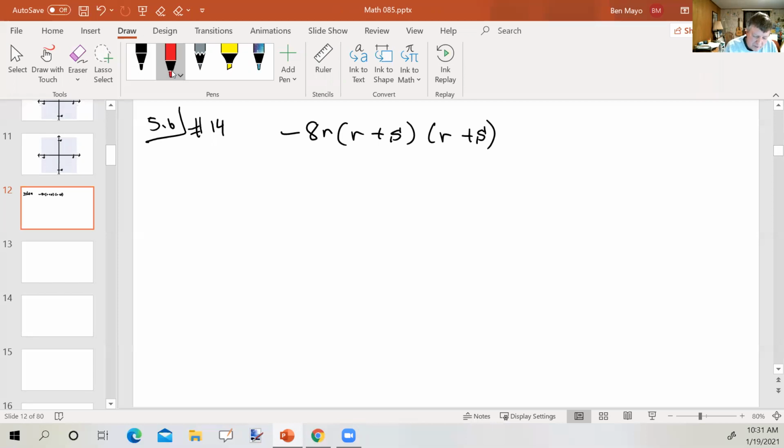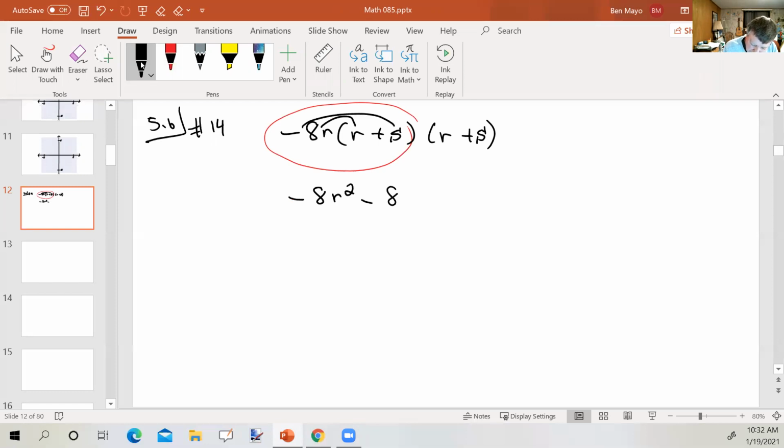So we're going to start by multiplying the first two factors together. And so we'll distribute the negative 8r. So we get negative 8r squared minus 8rs. And then that quantity will get multiplied by the quantity r plus s.